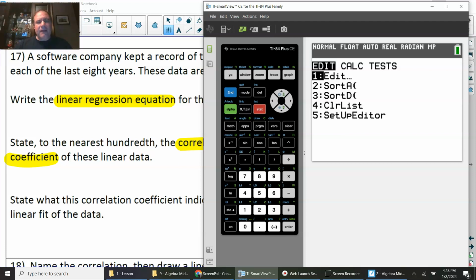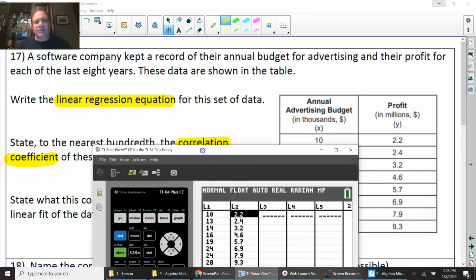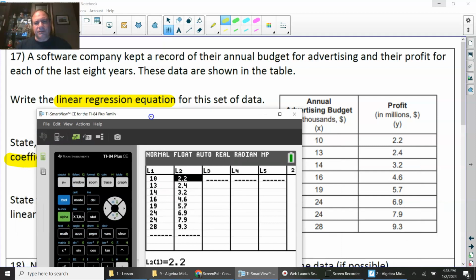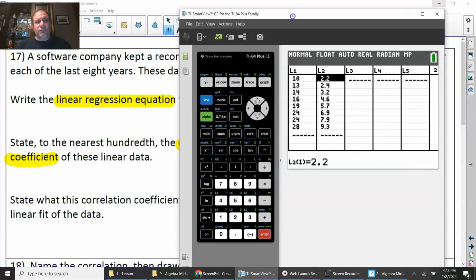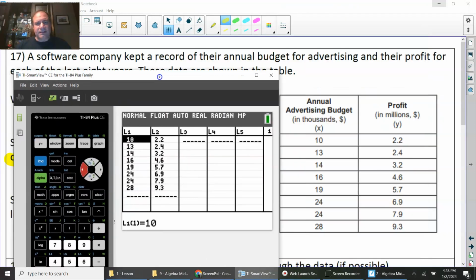So now you press stat and you press enter. You leave it on edit and you press enter. I have numbers as my L1 and L2 in there already. And it just happens to be the numbers that I need for this. So I'm going to leave them in there. But to put those numbers in, you go to L1, you press 10, press enter. You press 13, you press enter. And each number gets inputted into this list, list 1. Once you're finished with list 1, you go over to L2, and then you put 2.2, 2.4, you press enter and enter and enter and enter.